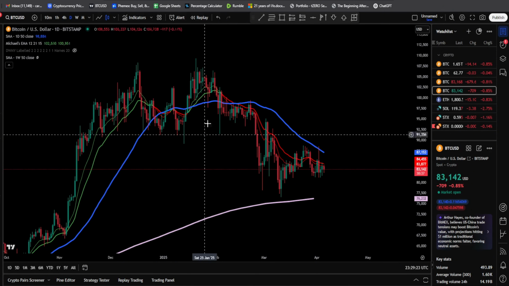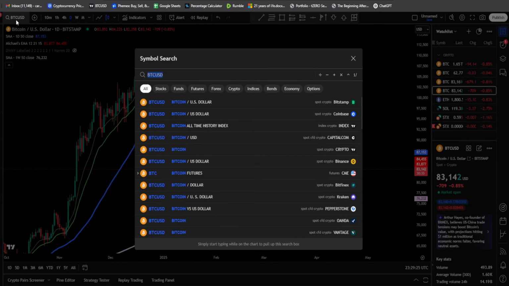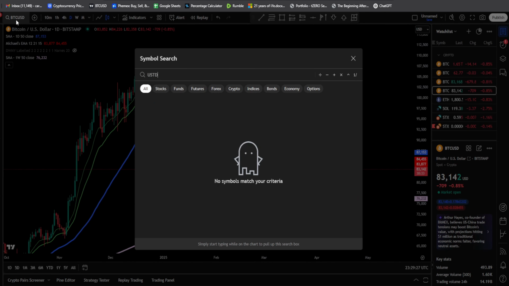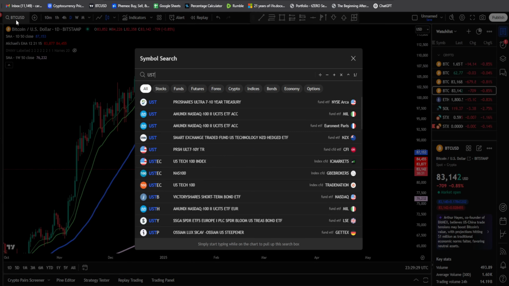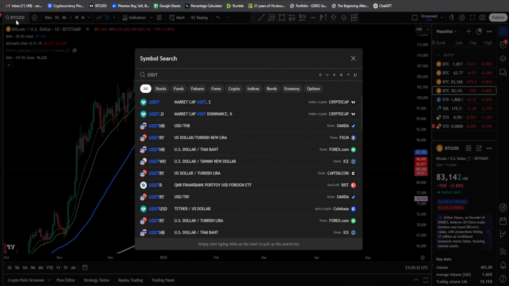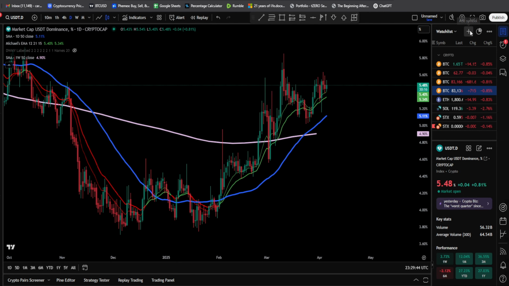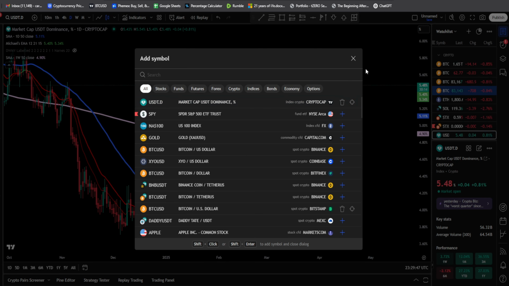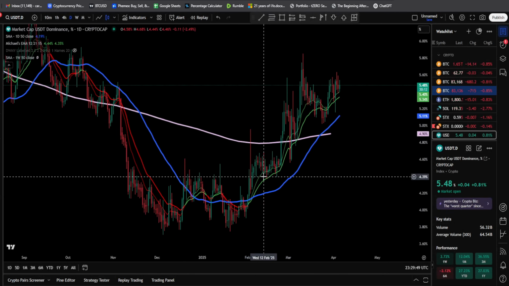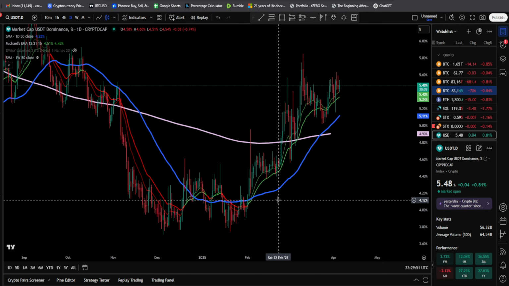And actually, there's one chart I want to look at. It's the USDT dominance. I need to add this to my list. Is that how you add it? I don't know. Add it right here. There we go. Because let me look at my notes. This is very important.